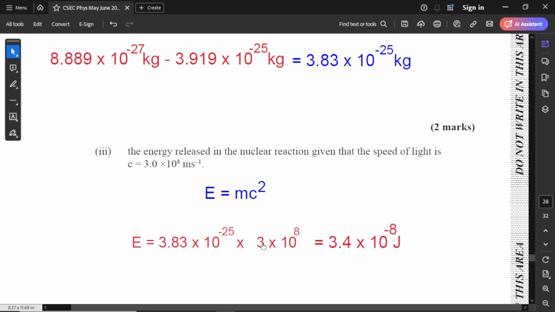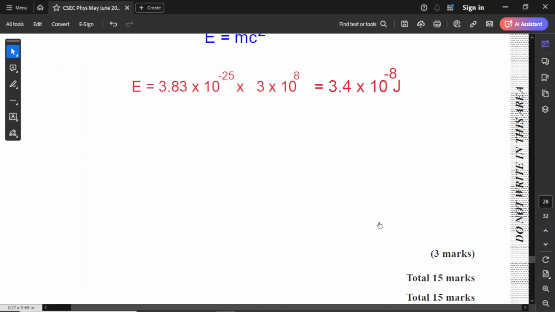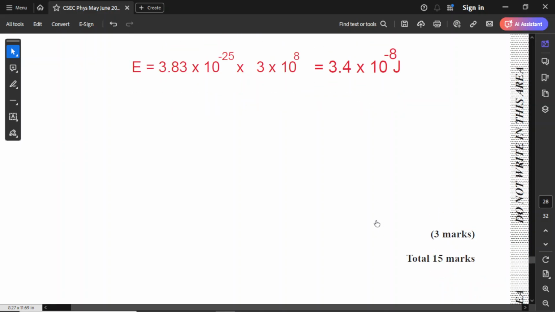Please make sure to square the 3 times 10 to the 8. I should put a bracket right here and put the square, but just make sure to square that, multiply by the mass, and you get your 3.4 times 10 to the minus 8 joules.